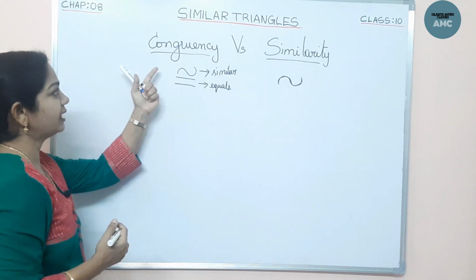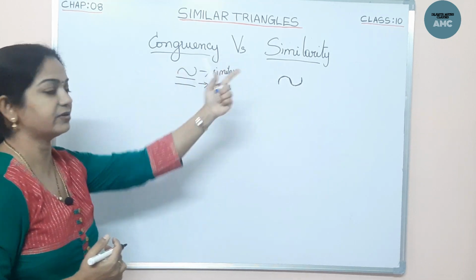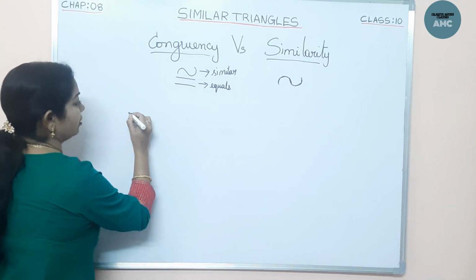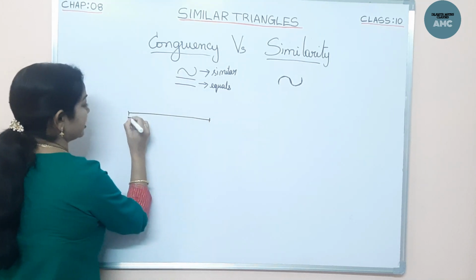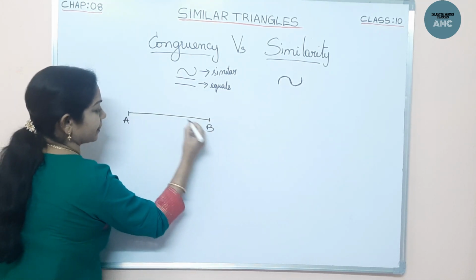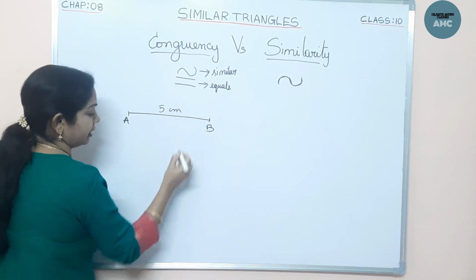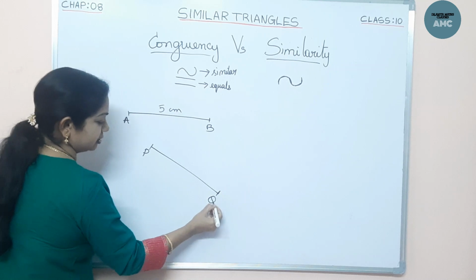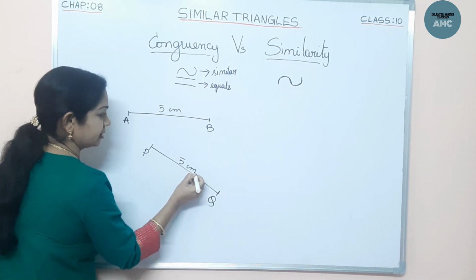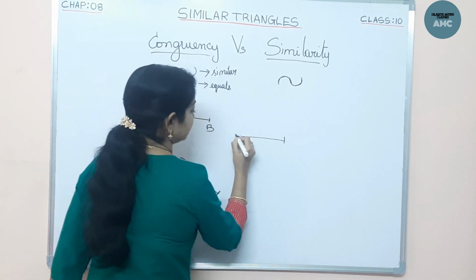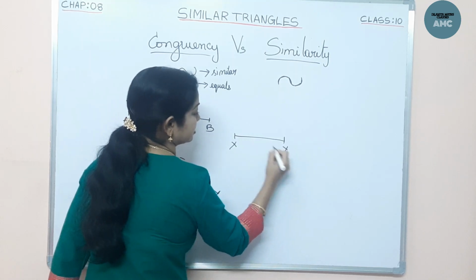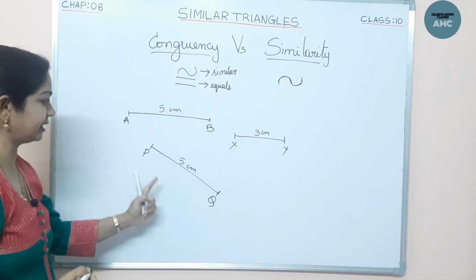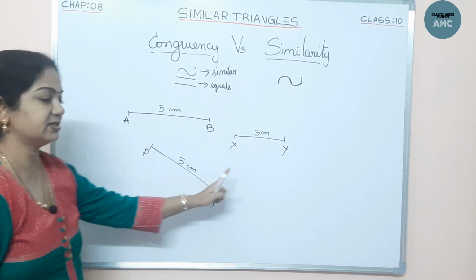Now let us discuss congruency versus similarity, starting with the basic lines. I'll draw some lines. This is a 5 centimeter line. Again, I'll draw another line. This is PQ. This is also 5 centimeters. Another line I'll draw here, XY. This is 3 centimeters. I'm not drawing exactly to scale, but I'm telling that this is 5 centimeters, this is 3.